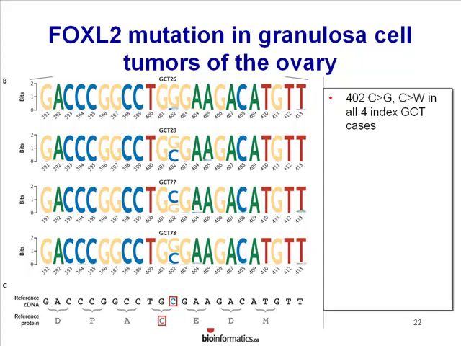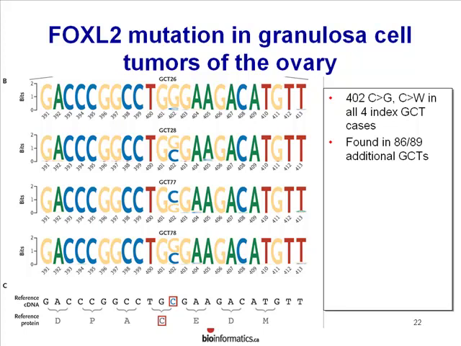What we found is that we found this mutation in all four index granulosa cell cases. Then we took this further to a larger panel, and we collected 89 granulosa cell tumors from around the world. These are quite rare tumors.